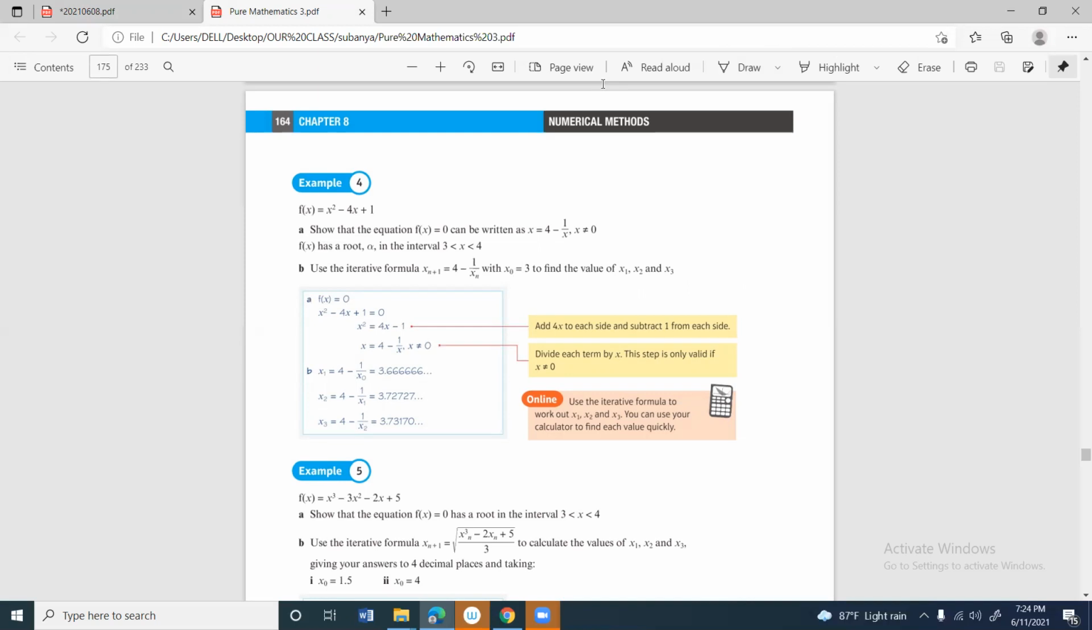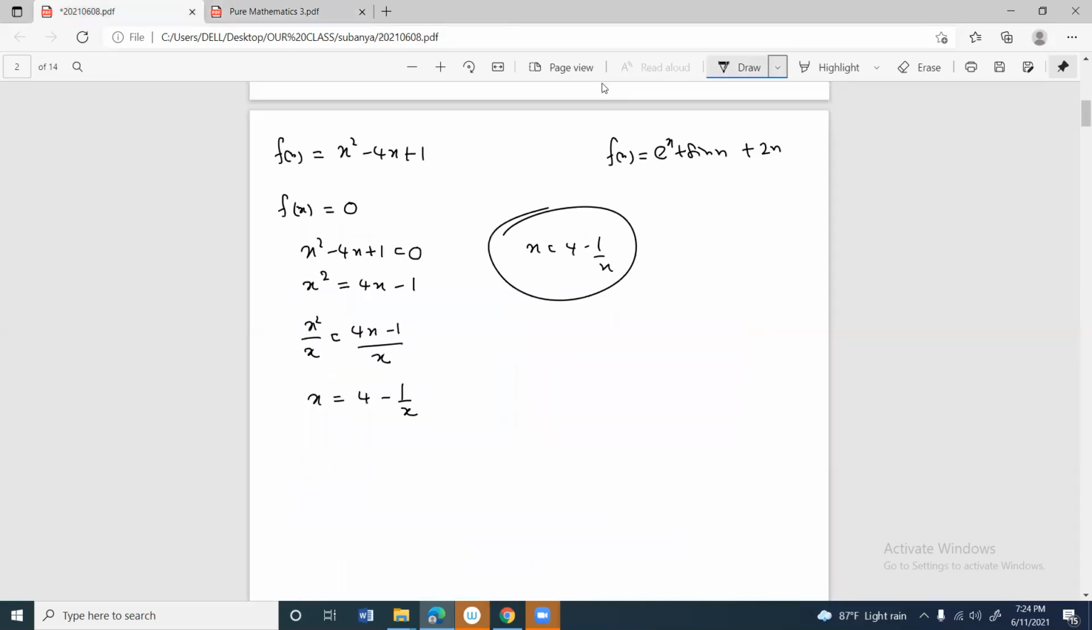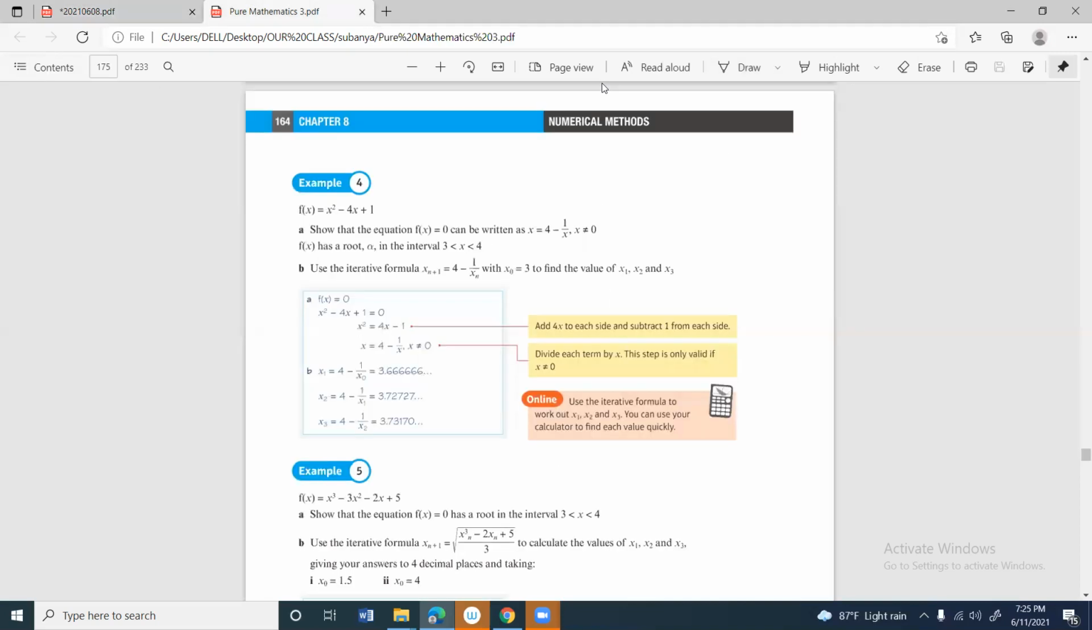f(x) has a root in the interval 3 to 4. Use the iterative formula. Now they have given the iterative formula, part B. This is part A. Using this, the iterative formula, you can write x n plus 1 equals 4 minus 1 over xn. They initially mentioned x is in between 3 to 4. So the location is 3 to 4. Right. Using x naught equals 3, find the value for x1, x2 and x3.